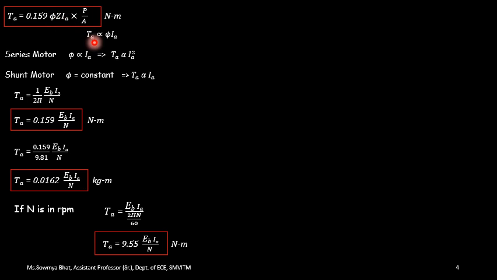So I can write the torque equation: armature torque is directly proportional to phi multiplied with Ia. So depending upon the application, whether I am using a series type or shunt type of DC motor, the phi value is going to change. That is, in terms of the armature current, whether it has a constant value or direct proportionality depends upon the type of application.